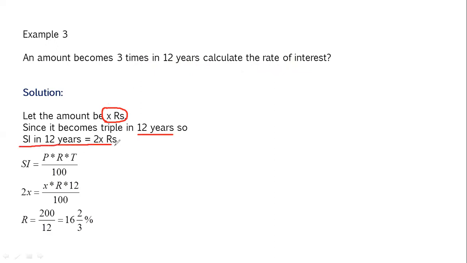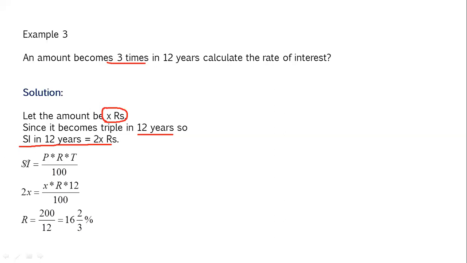See, initially it was X. Let's say it was deposited in the bank for 3 years. After 3 years, what is the value? It is 3X. So how much will be simple interest? 3X minus X, it will be 2X. So when 2X, that is simple interest, is added into the initial amount capital P, that is X, it will become 3X. Amount will become 3 times. So hope you have got this point.